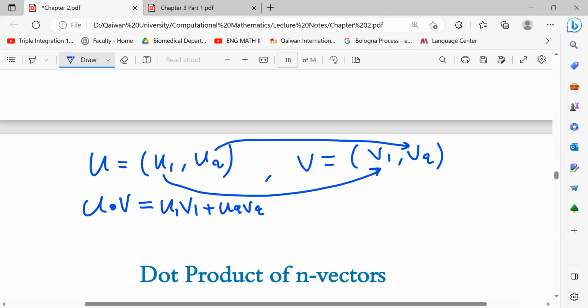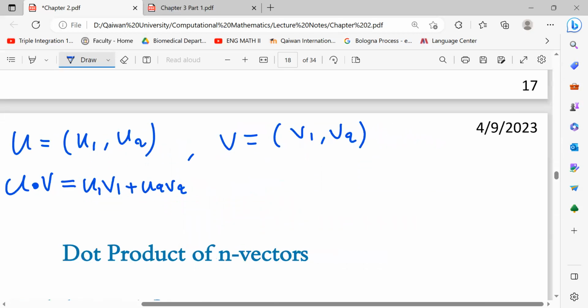What if we have 3 components? Then plus U3 by V3, and for 4 components and so on, the same. Let's take an example here. Let U be 3, 0, 7, 4. Here we have 4 components, and V also has 4 components. Let's say 2, negative 5, 1, minus 2.